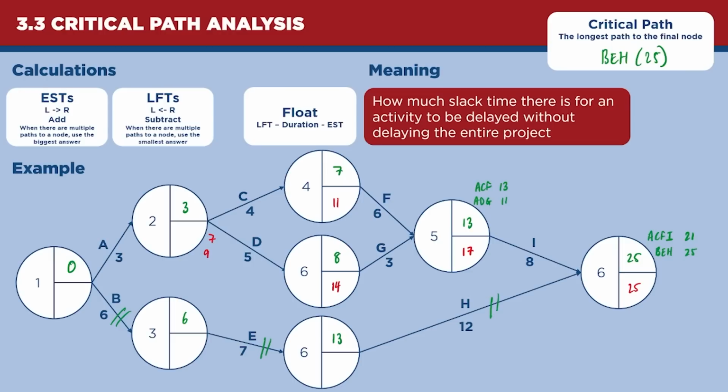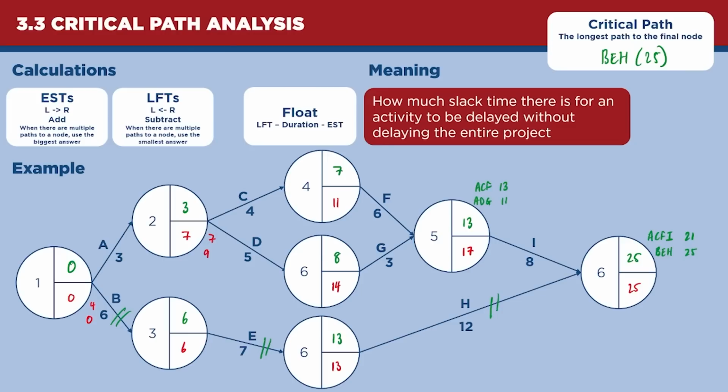It's going to be the smallest answer this time. We said we did the biggest on the way out. On the way back, we're using the smallest, so that's going to be 7. And then 7 minus 3 is 4. That's one of our options for node 1. On the bottom path, 25 minus 12 is 13. 13 minus 7 is 6. And then 6 minus 6 is 0. We're going to use the smallest answer, which is going to be 0.